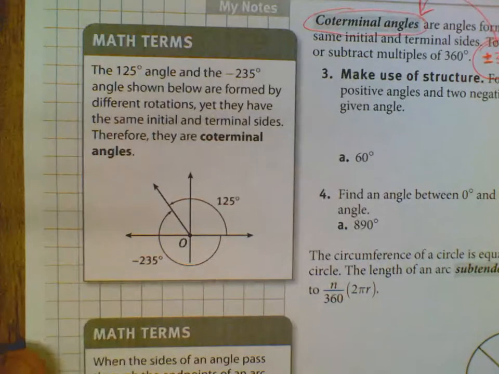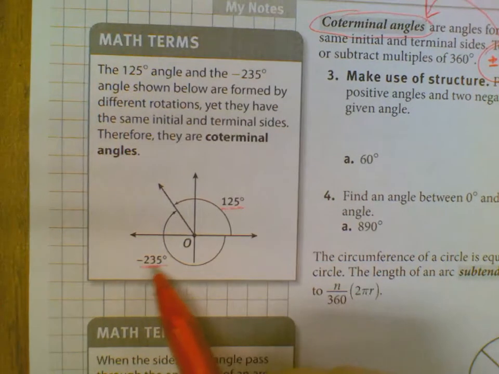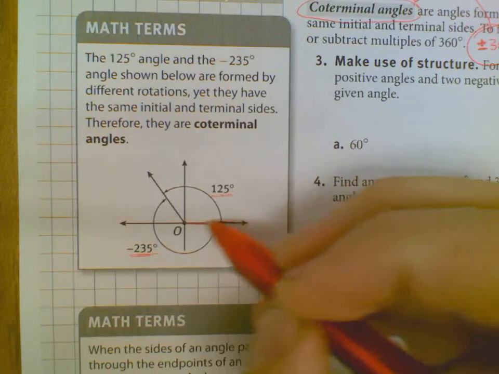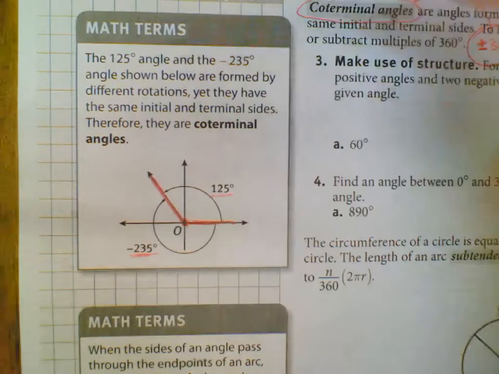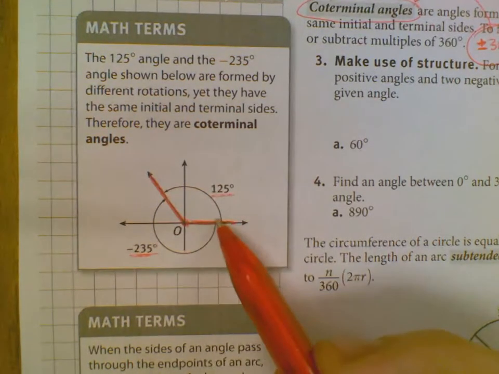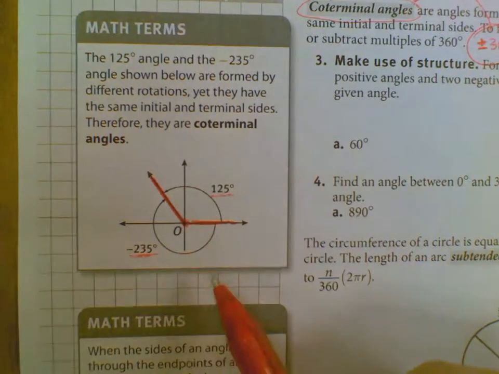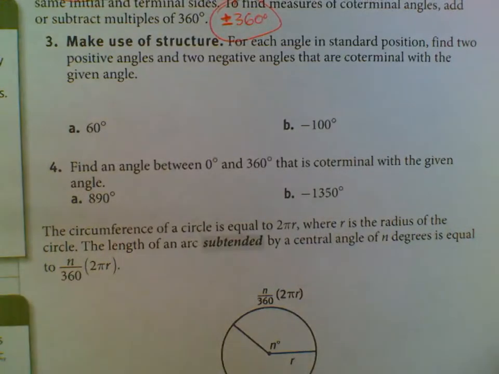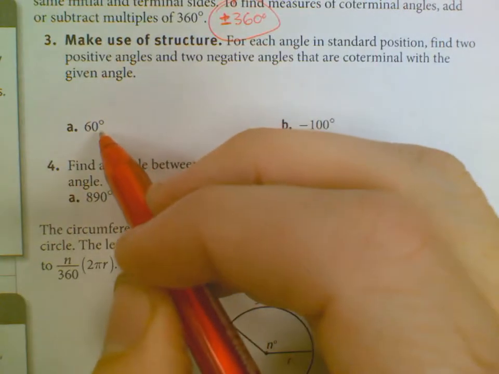There's a little illustration for you to understand why 125 and negative 235 are the same. Because look, they start the same place, because that's what we always do if we're in standard position. And they end in the same place. So even though one's referring to this side and one's referring to this side, they're ending in the same place. They have the same initial. So if you just look at those two things, they're the same. That's what coterminal means. And again, its usefulness will be unlocked throughout this unit. Let's find some coterminal angles for the ones given.